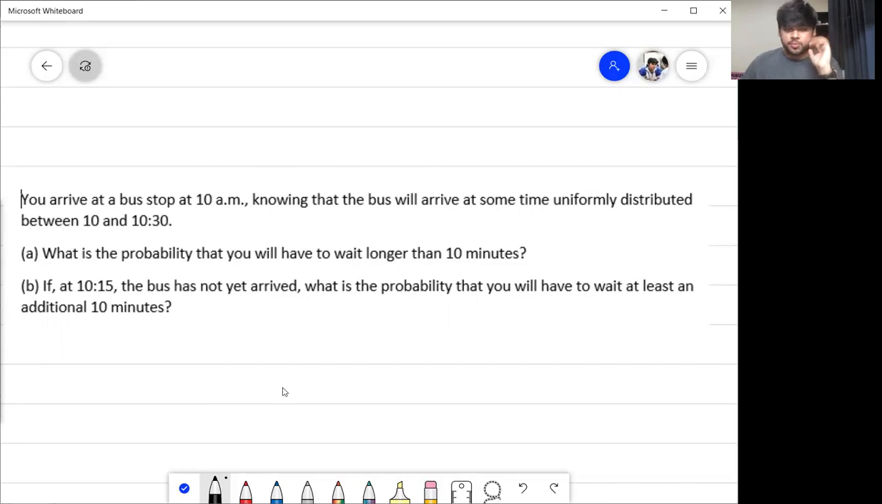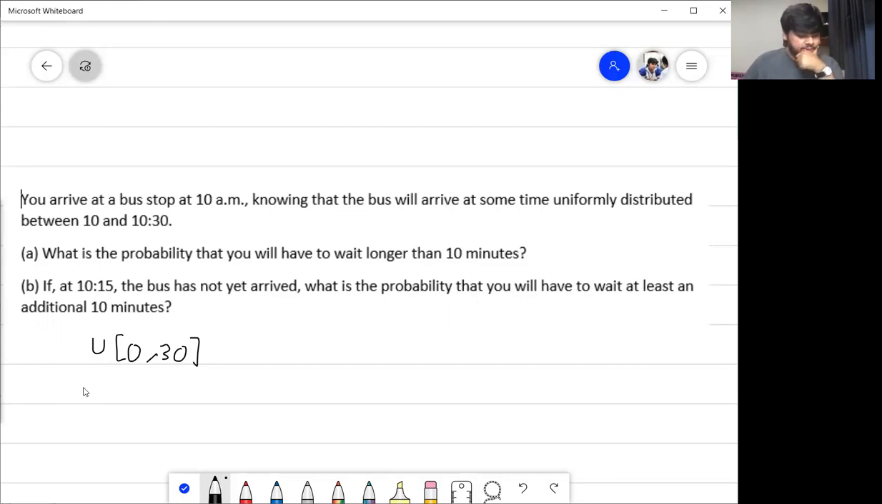Because part A says that you have to wait no longer than 10 minutes, I can convert it into minutes. It's easier for me if the standard unit I use is just minutes. You can convert it into hours, whatever works for you, but I'm more comfortable with minutes. So I'm going to say it's a uniform distribution that goes from 0 minutes of delay, and it'll go till 30 minutes, because it's 10 till 10:30. So that is my uniform distribution, from 0 till 30 minutes.